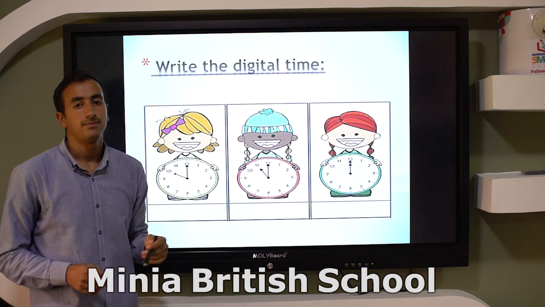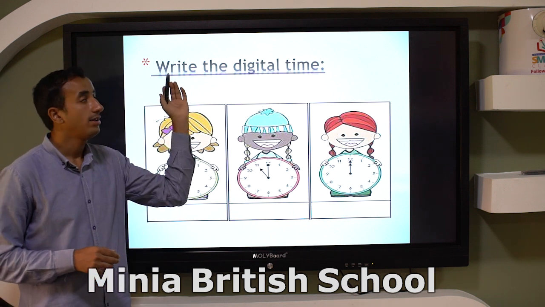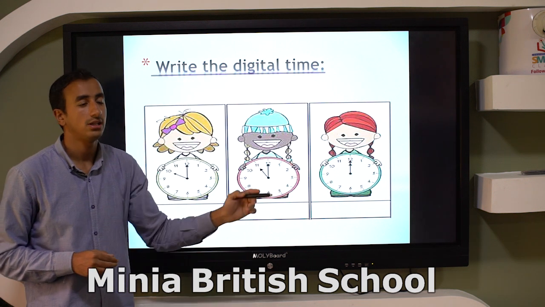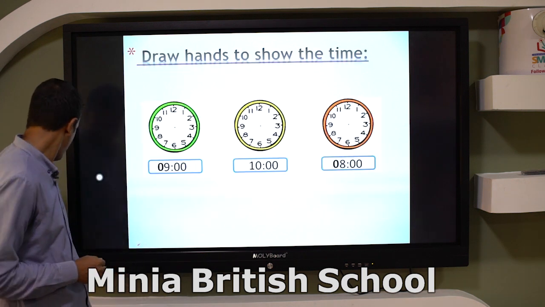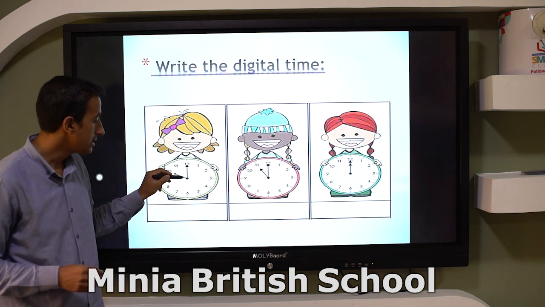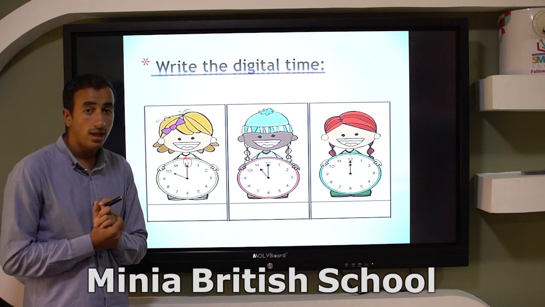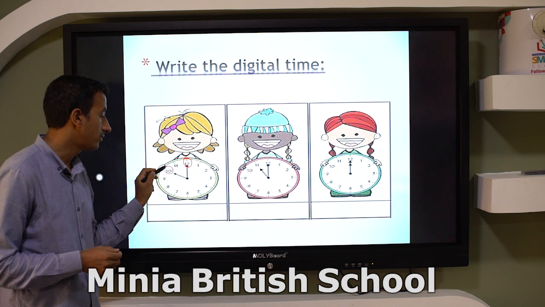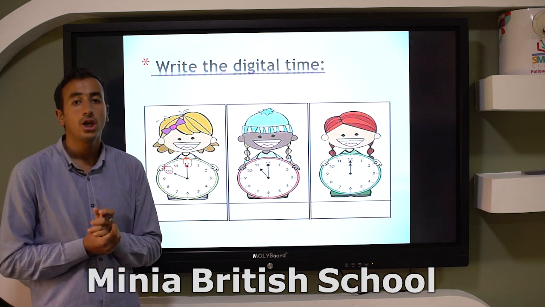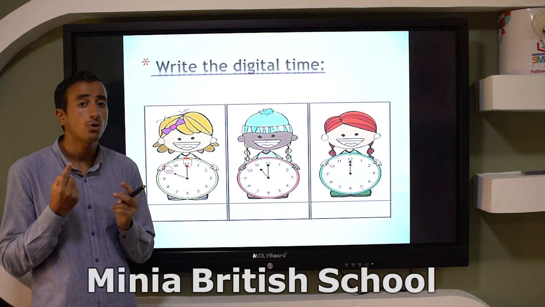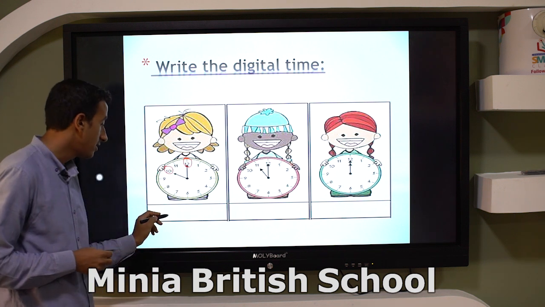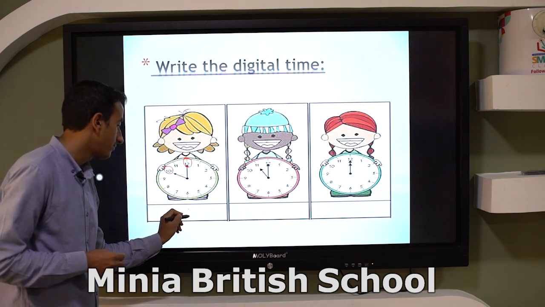Write the digital time. That's our title for this example. Repeat after me: write the digital time. First example, here we have two hands. The long hand refers to 12 and the short hand refers to 10. So we can say that the time is 10 o'clock. You can ask yourself, does 10 consist of one digit or two digits? Yes, two digits. We have two spaces on the left, so we can fill the space for the digital clock.